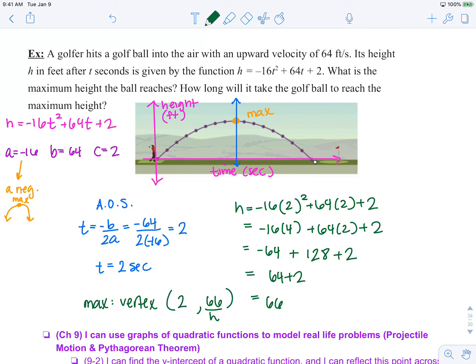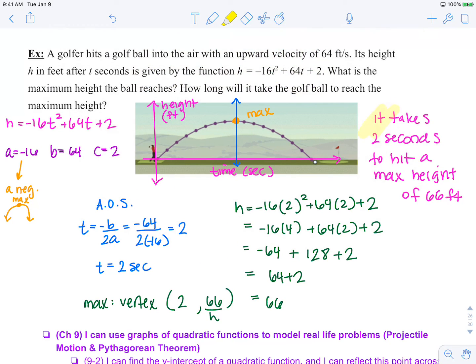So we know at 66, the height was reached, the maximum height. So we know that it takes 2 seconds to hit a maximum height of 66 feet, because the maximum happens at the vertex.